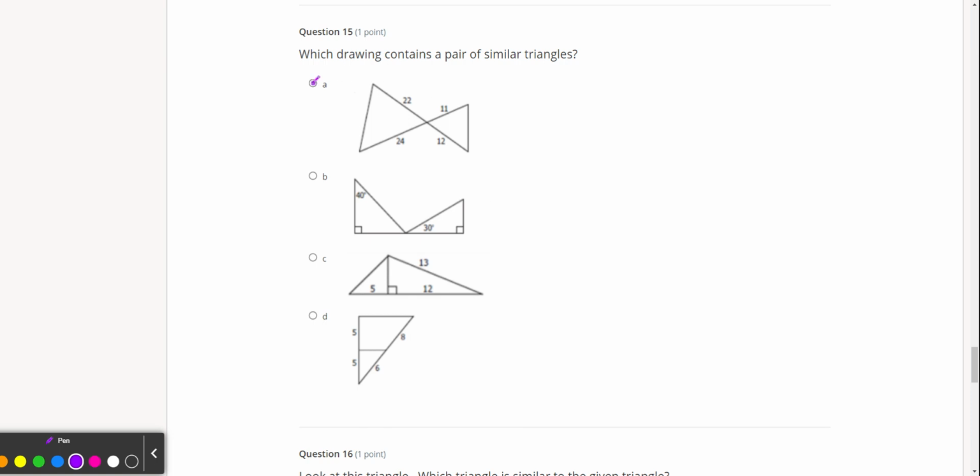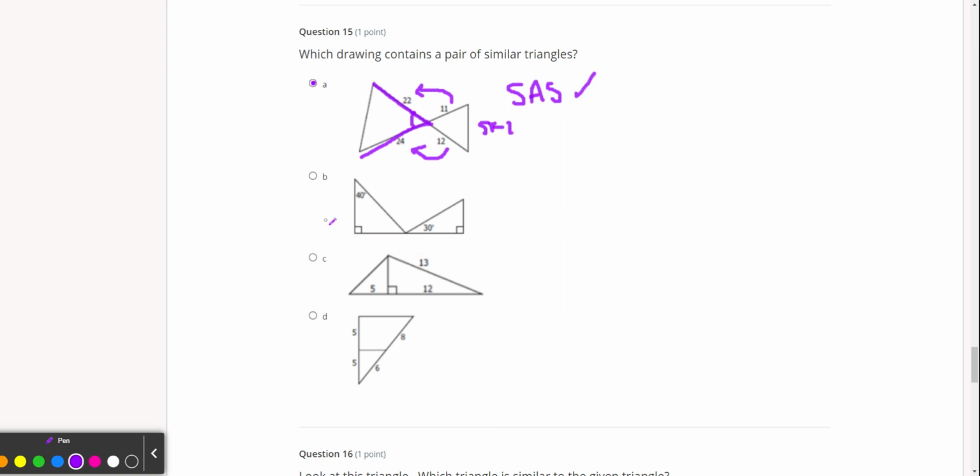If choice A is similar, what is it similar by? I've got a side and an angle and another side, right? So if this is something, it's going to be side, angle, side. How do I test that? Wesley, did you say divide by 2? So 11 times 2 is 22, and 12 times 2 is 24. There's a scale factor of 2. So that is side, angle, side.